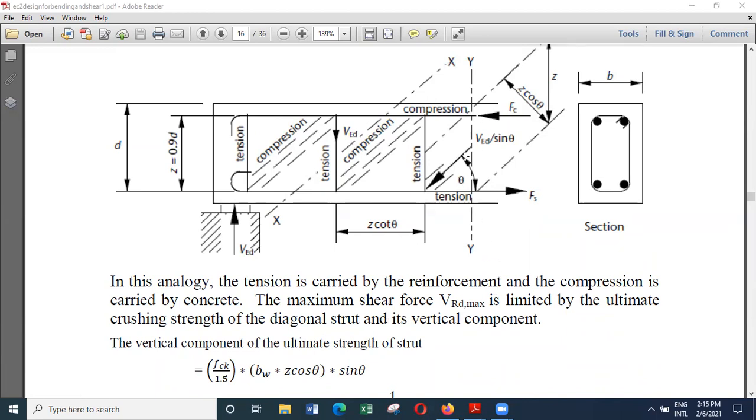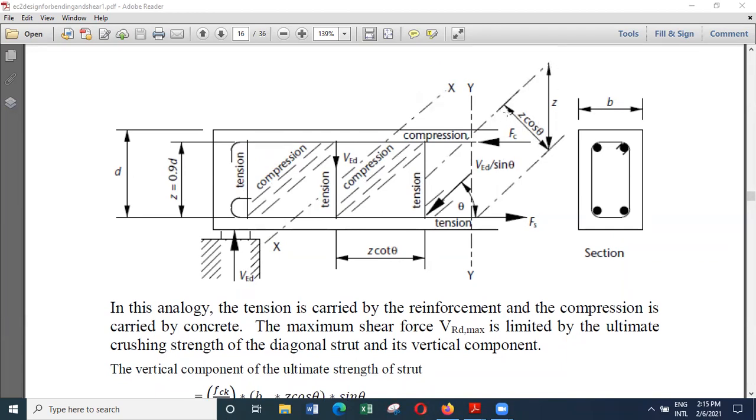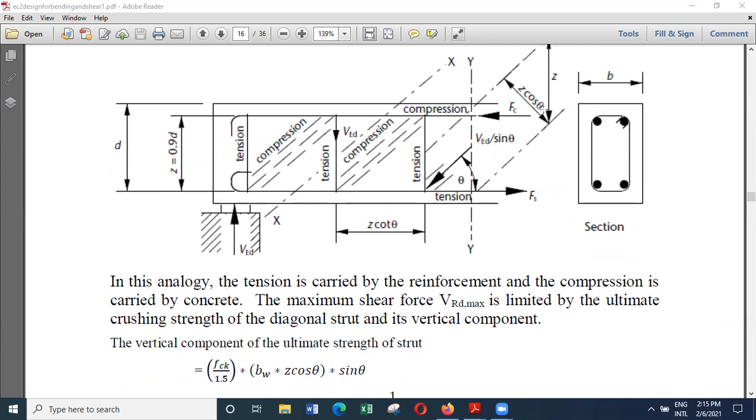So if you look at this force in the strut, if in shear, the distance between top reinforcement and bottom reinforcement is defined as Z, if this is Z, this also is Z, and we consider the width of the strut is Z cos theta. So this is theta, so Z cos theta is the width of the strut. And width of the section is bw. So that gives the area of the strut, and it has to be multiplied by the strength of concrete. And if you want to get the vertical component of that, then we have to multiply it by sine theta.